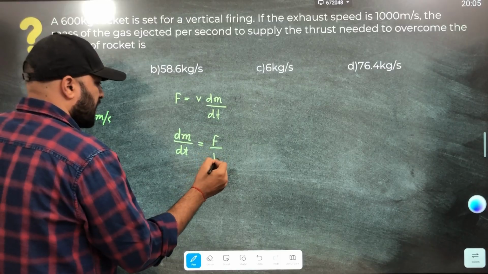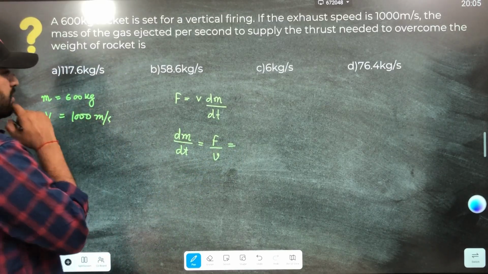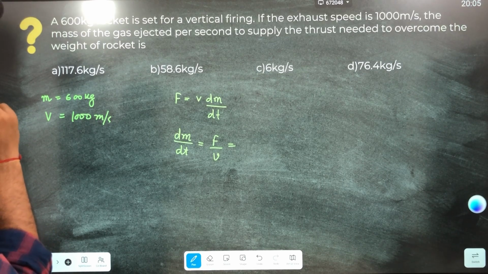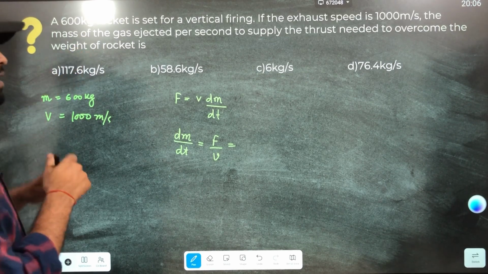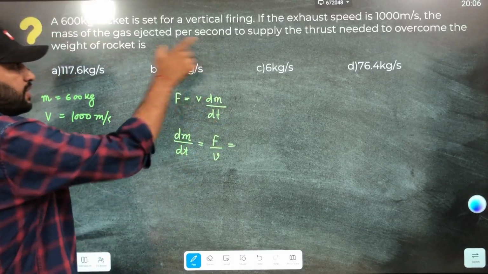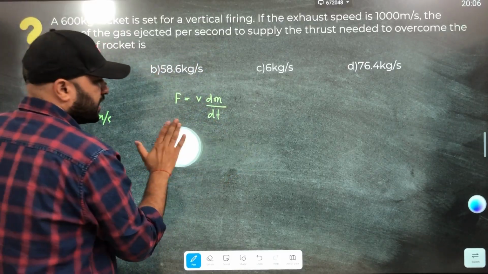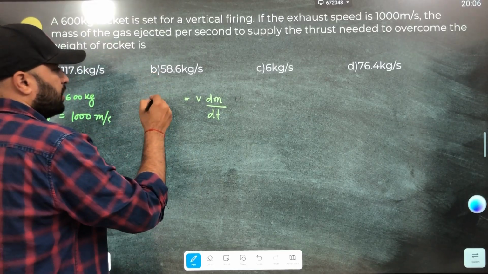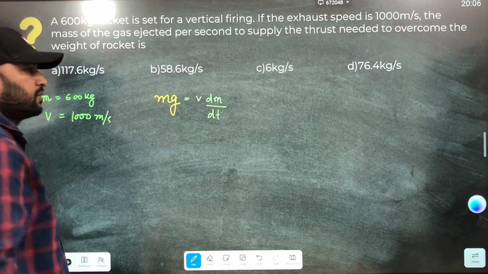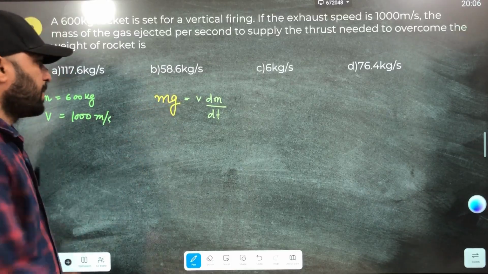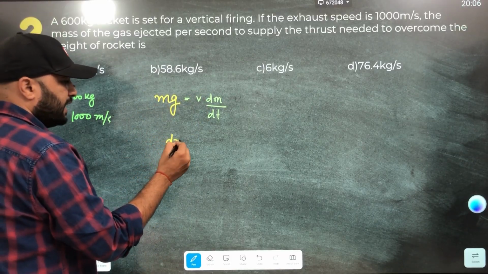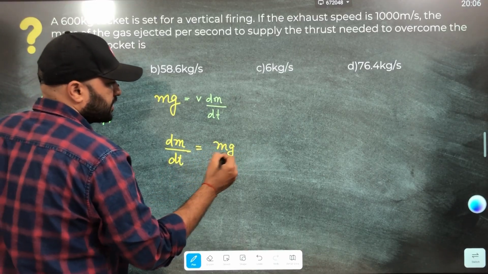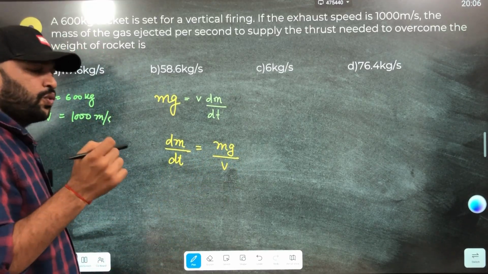And what is our F, sir? F is nothing but, oh, F is not given. We are given the thrust to overcome the weight. Okay, so see, such a big difference. Here we are overcoming the weight. So here this F is equal to mg. Be very careful here. So F equals mg in this case, and now we can find dm by dt, that is equal to mg upon v in this case, right? Because it's just overcoming the weight.